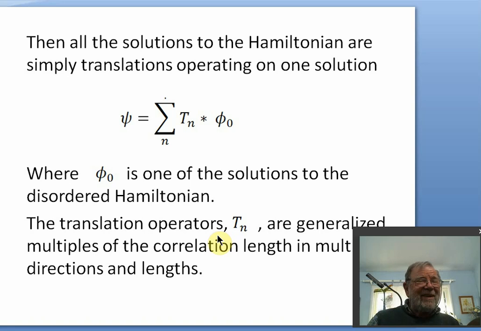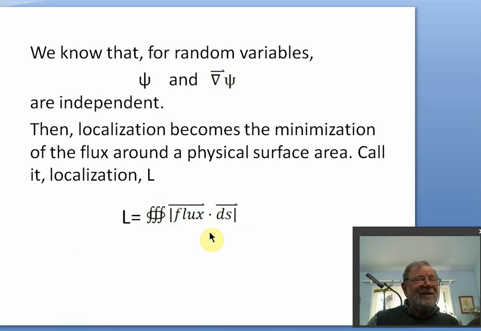They can be separated by length. There are probably many ways that you can make them generalized translation vectors, translation operators. We also know that for random variables, psi and grad psi are independent. So then localization becomes the minimization of the flux around a physical surface.